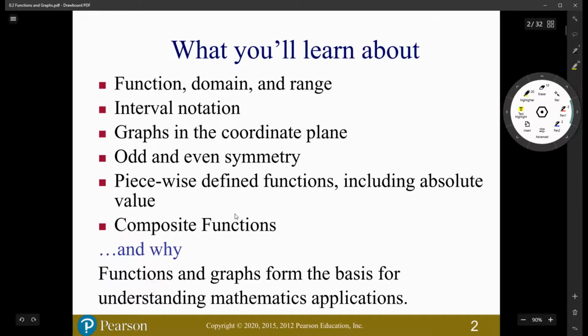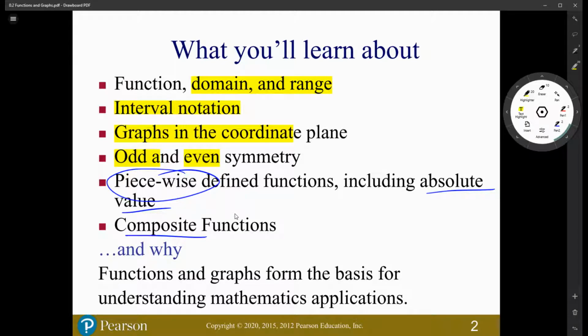So all about functions. What we're going to learn this section is about domain and range. That's going to be a big part. We'll get into interval notation. We're going to talk about some good graph viewing skills. What does it mean to describe a function as odd or even? And then we're going to get into some interesting functions called piecewise. And then one you know pretty well called the absolute value function. You know composite functions pretty well.